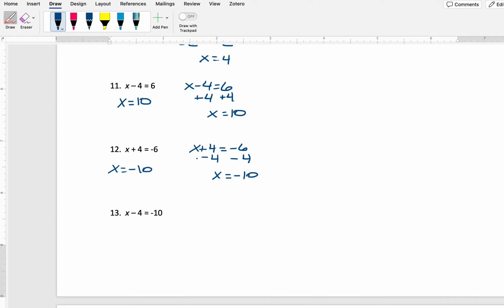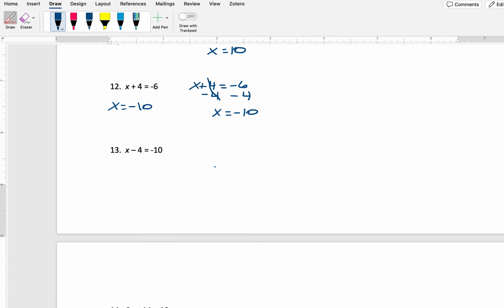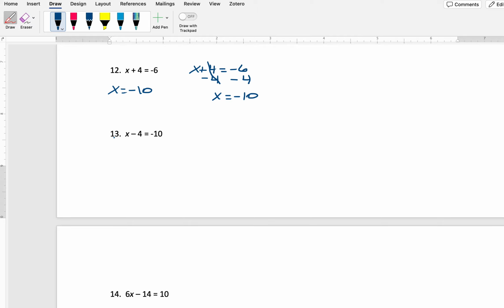Solving equations like this, you're always undoing things, so you're kind of doing the opposite to undo things. For number 13, we have x minus 4 equals negative 10. So going to my equation here, in order to undo minus 4, I add 4 to both sides. I get x equals negative 6. So if it's what temperature, and then it gets 4 degrees colder, and then it's negative 10 degrees, the original temperature must have been negative 6 degrees.